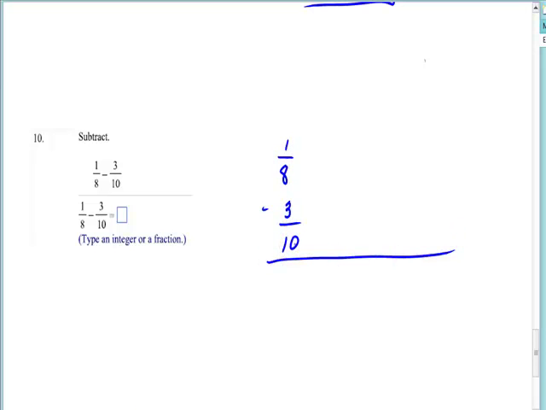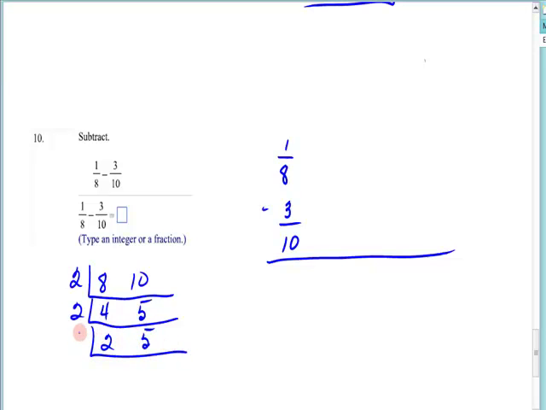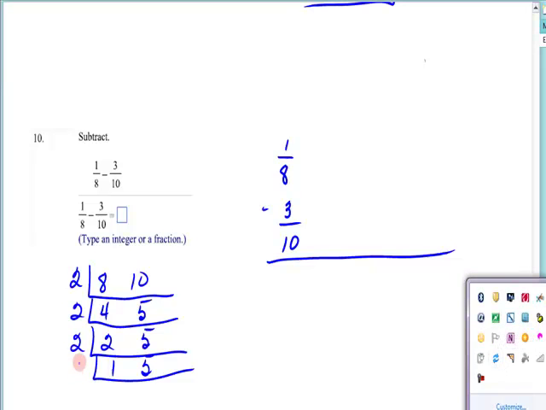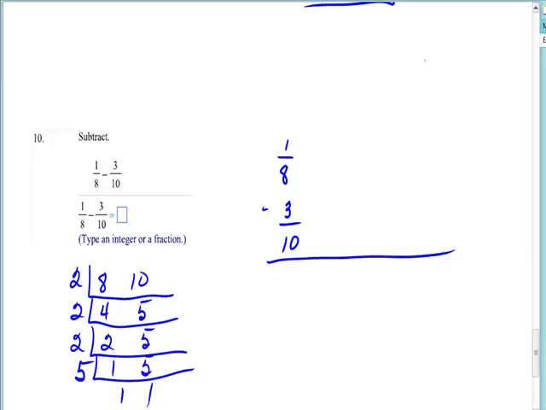Now you could look at those and maybe you're thinking of the common denominator, or maybe you want to do our process. 2 will go in there 4 times and 5 times. 2 again, 2 times and 5 times. 2 again, 1, still bringing down the 5. And then finally, I'm going to use the 5, and I've got 1 and 1. That means that the common denominator is 2 times 2 times 2 times 5, which turns out to be 40.